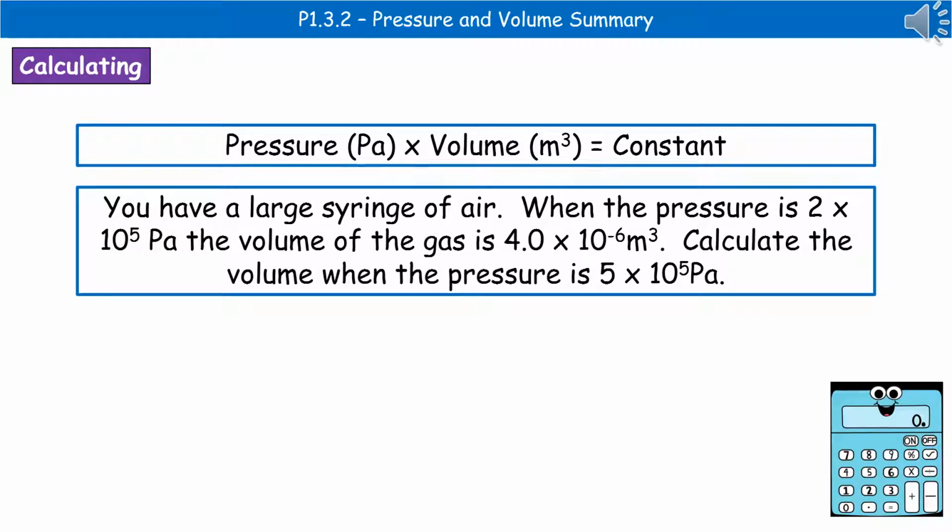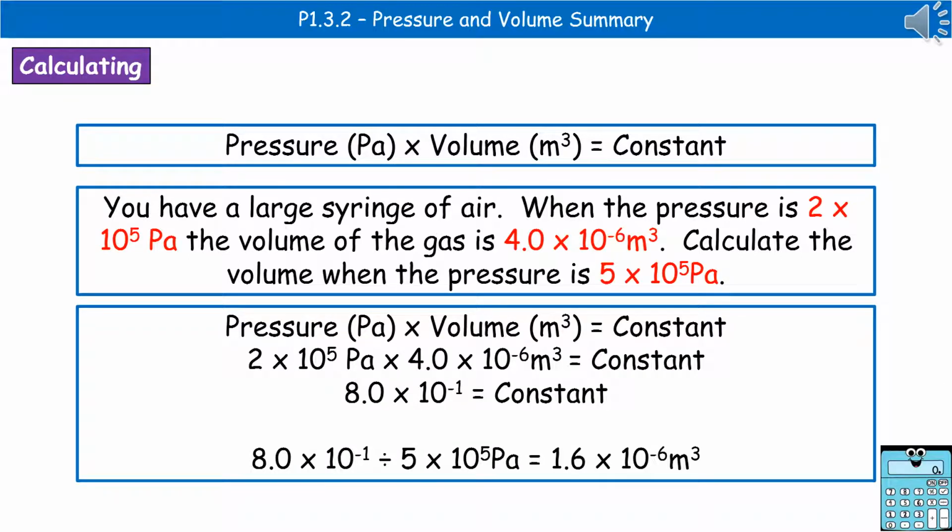To give you an example of a kind of question we could get here, you have a large syringe of air. When the pressure is 2 times 10 to the 5 pascals, the volume of the gas is 4.0 times 10 to the minus 6 meters cubed. Calculate the volume when the pressure is 5 times 10 to the power 5 pascals. So the first thing we do is pick out those important parts in the question. And remember, you're allowed to highlight, underline, circle the key things, or just write them in a list, whatever works for you, so that you don't have to keep reading the whole bit of text again.